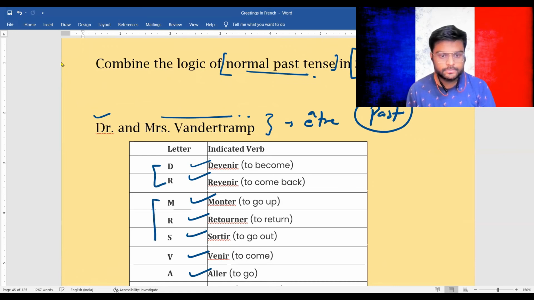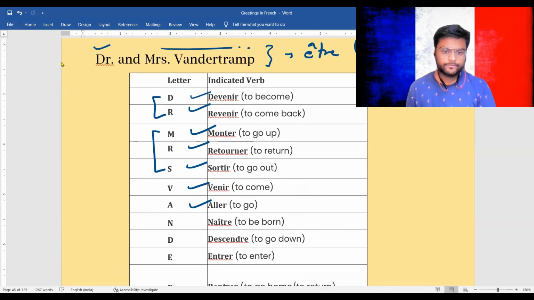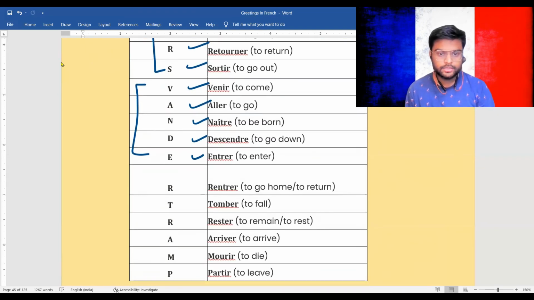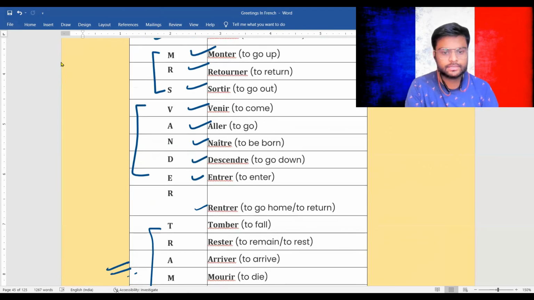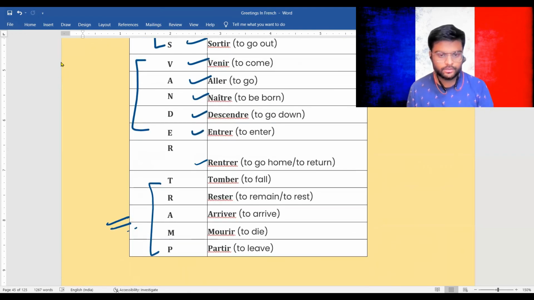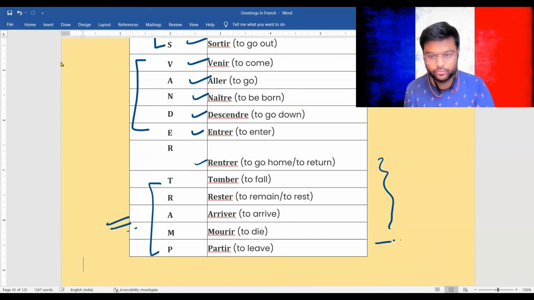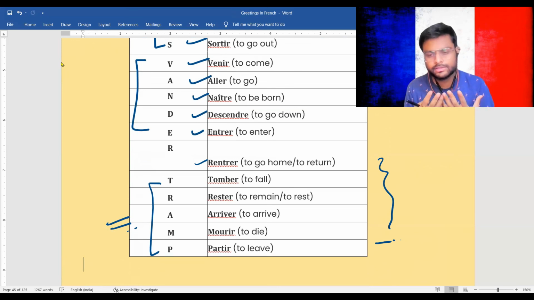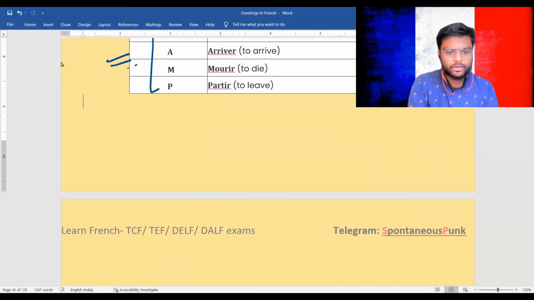So, Doctor, Mrs. and naître, décéder, entrer, rentrer, tomber. So things like these, always remember this thing. Always, always, always remember this thing. In this list, there is nothing outside this list. Rest assured, there is nothing outside this list. Why am I giving you this? Because most of the people do not go to Alliance Française. They don't know all these tricks. So use these tricks.